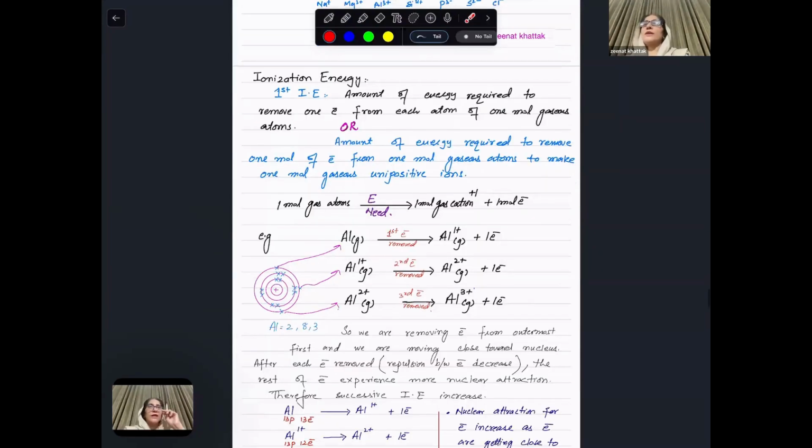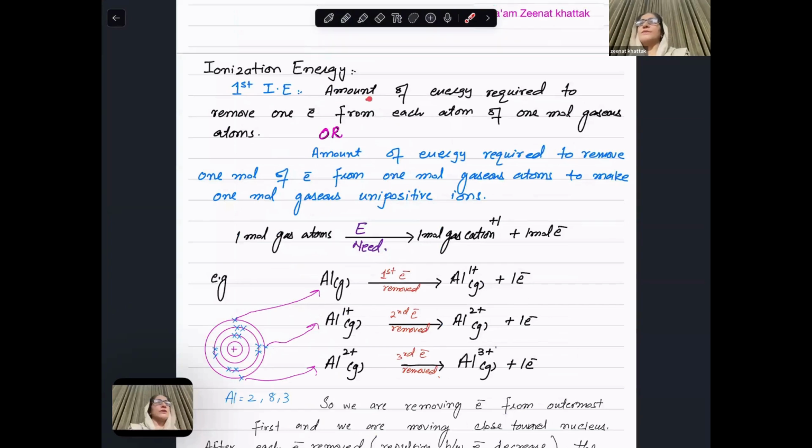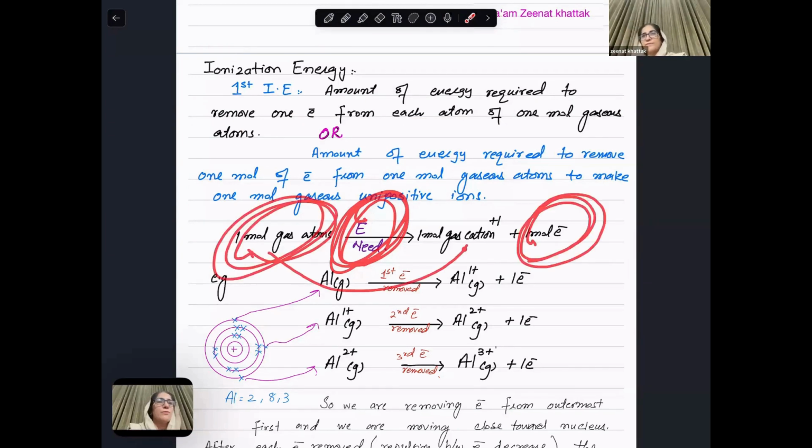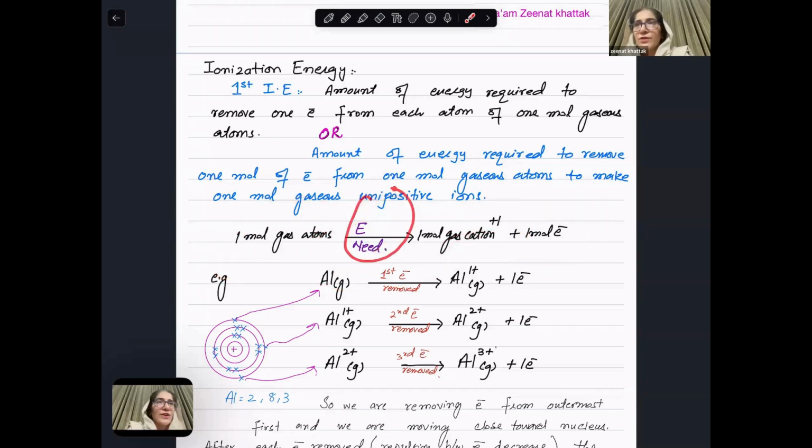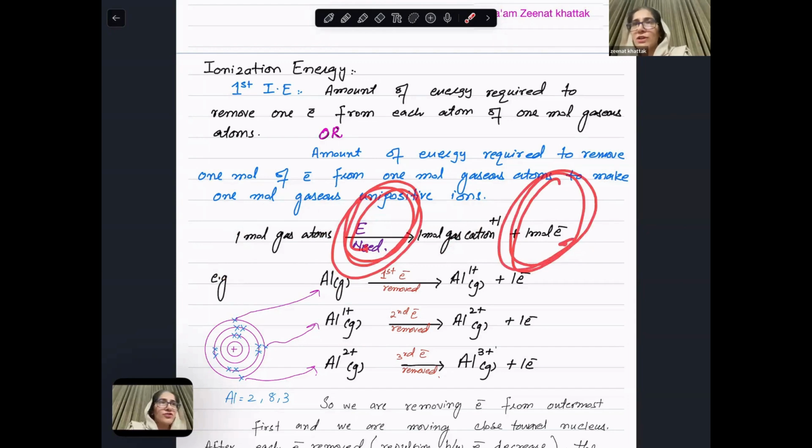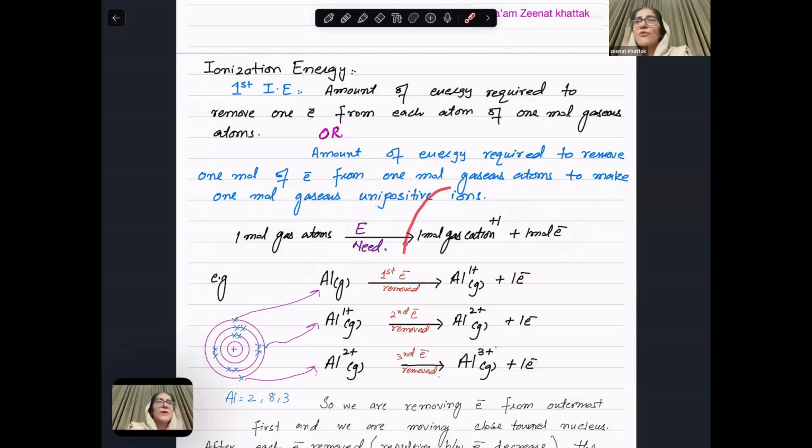What is ionization energy? The amount of energy required to remove one electron from each atom of one mole of gaseous atoms, or the amount of energy needed to remove one mole of electrons from one mole of gaseous atoms to make one mole of gaseous unipositive ions. It's the same thing. There is no difference.